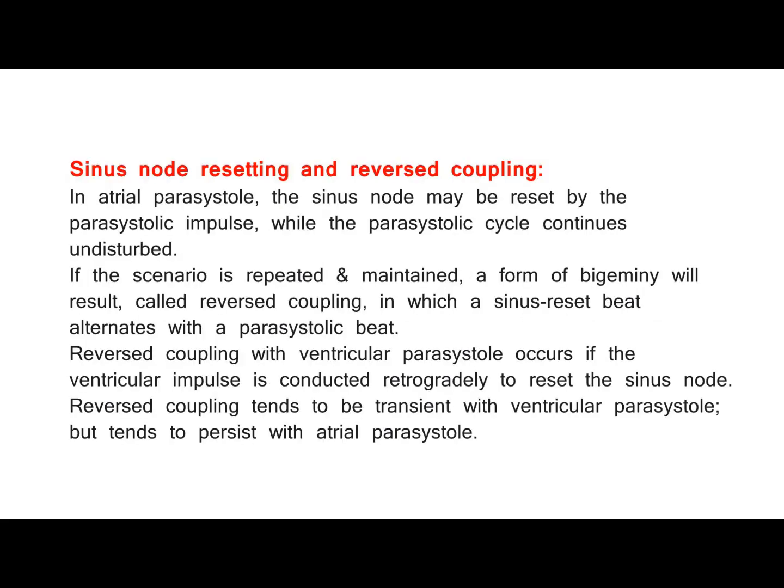Sinus node resetting and reversed coupling. In atrial parasystole, the sinus node may be reset by the parasystolic impulse, while the parasystolic cycle continues undisturbed. If the scenario is repeated and maintained, a form of bigeminy will result, called reversed coupling, in which a sinus reset beat alternates with a parasystolic beat. Reversed coupling with ventricular parasystole occurs if the ventricular impulse is conducted retrogradely to reset the sinus node. Reversed coupling tends to be transient with ventricular parasystole, but tends to persist with atrial parasystole.